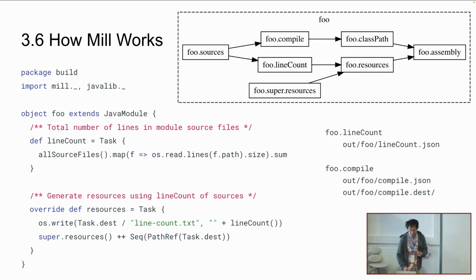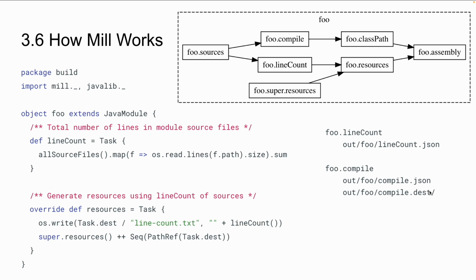Mill automatically caches all your tasks for you. So line count is automatically cached to out/foo/lineCount.json. Compiles automatically cache to out/foo/compile.json with any files in the out/foo/compile.dest folder. And if you want to look at assembly, it's the same pattern. All tasks in Mill are automatically cached with the exact same file system format.